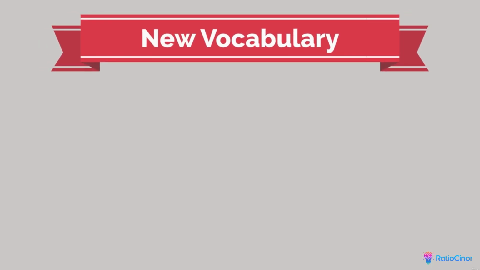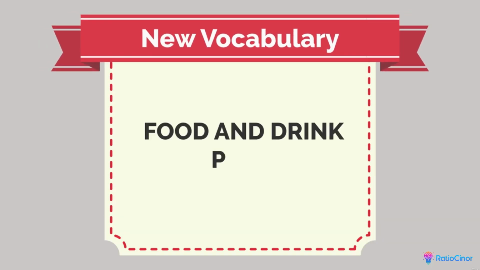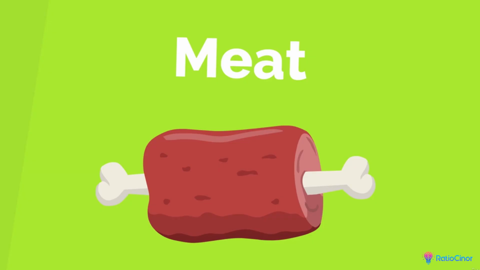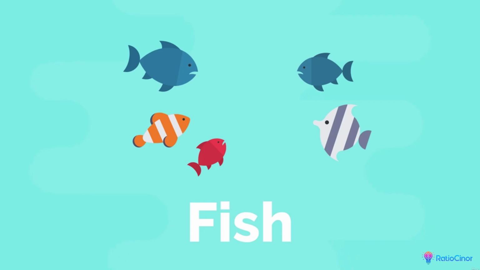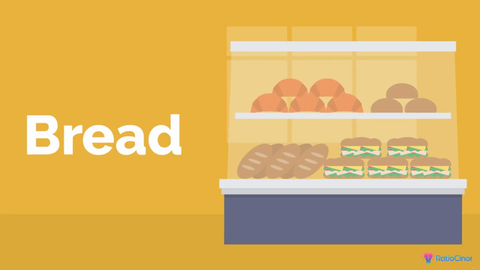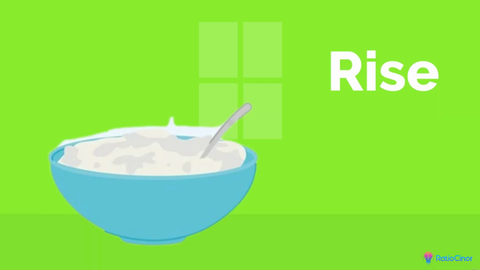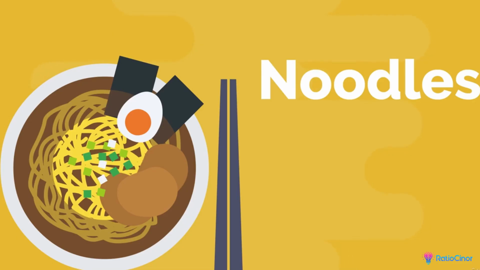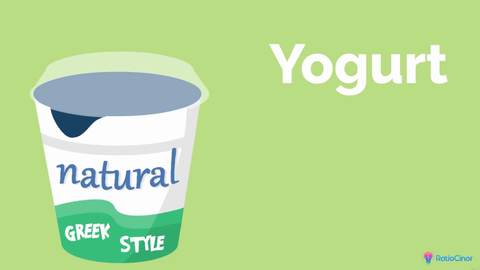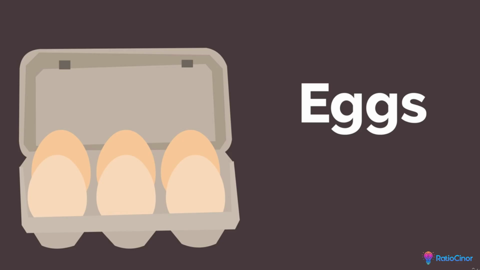New vocabulary. Food and drink. Part 1. Food. Drinks. Meat. Fish. Seafood. Fruit. Vegetables. Bread. Pasta. Rice. Noodles. Potatoes. Milk. Cheese. Butter. Yogurt. Eggs. Sugar.